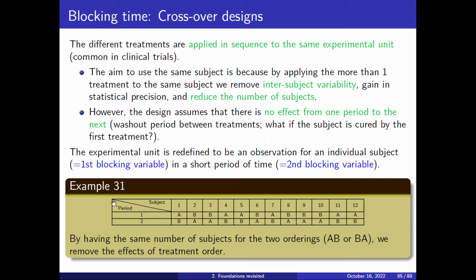This is a blocking variable, and the subject is also a blocking variable. And then we have the treatment, and these people are assigned randomly to each one of the sequences. So the first one will receive AB, the second one will receive BA, BA, AB, and so on.